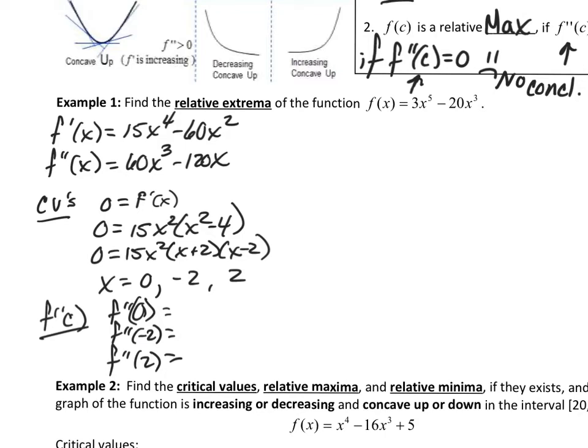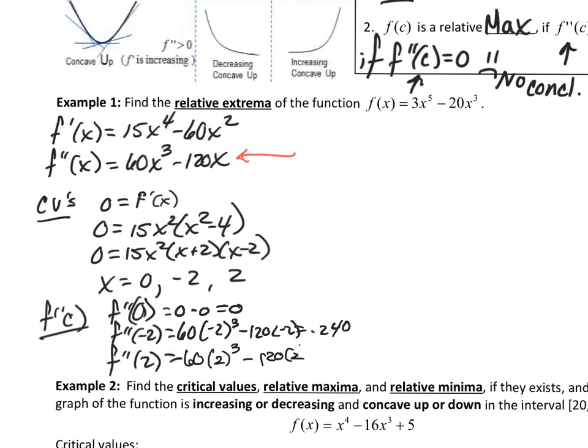And so when we substitute 0 in, we get 0 minus 0. We're using the second derivative, so don't forget you're substituting in here. Don't substitute into the first. For the next one, we get 60 times negative 2 cubed minus 120 times negative 2. Use your calculator. You get negative 240. And then go ahead and do it for 2. You get 60 times 2 cubed minus 120 times 2. You get 240.